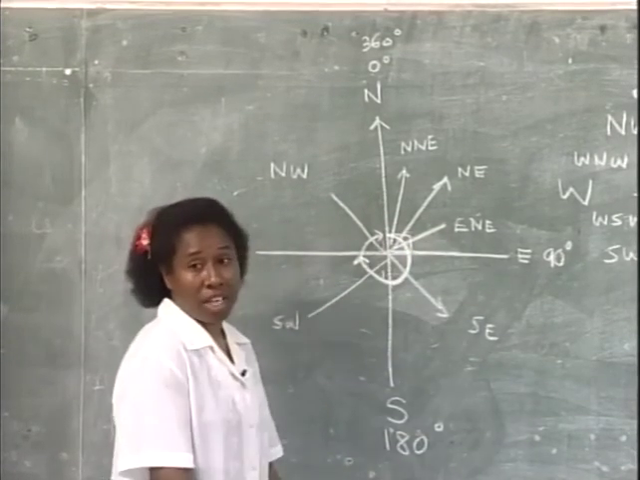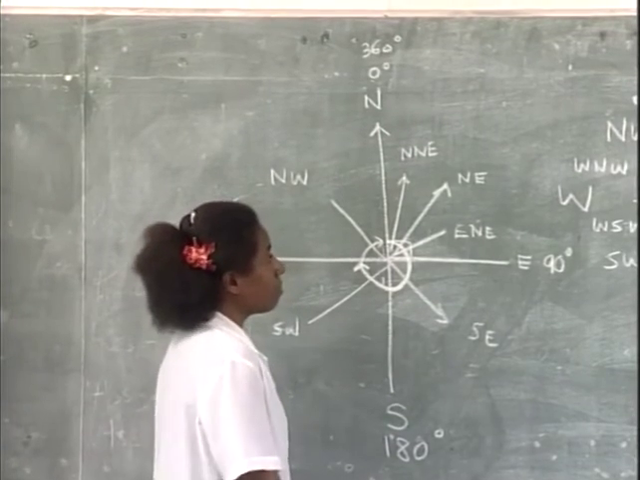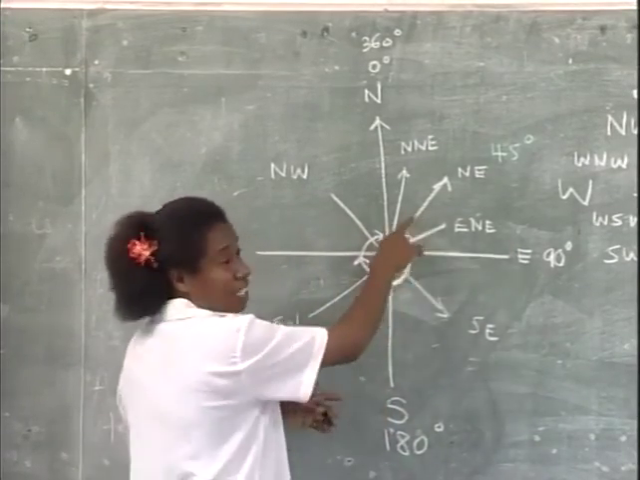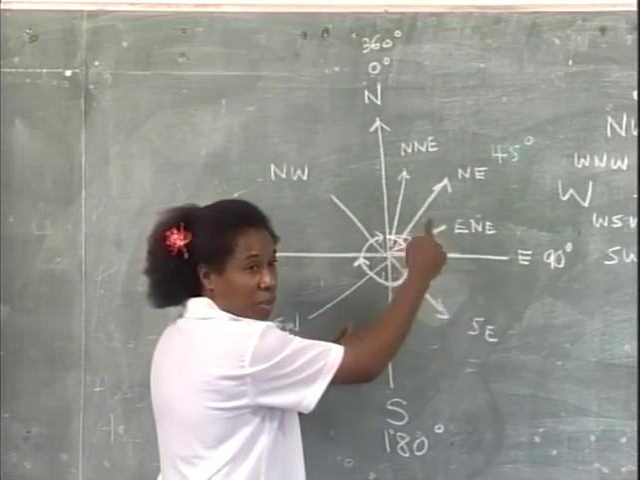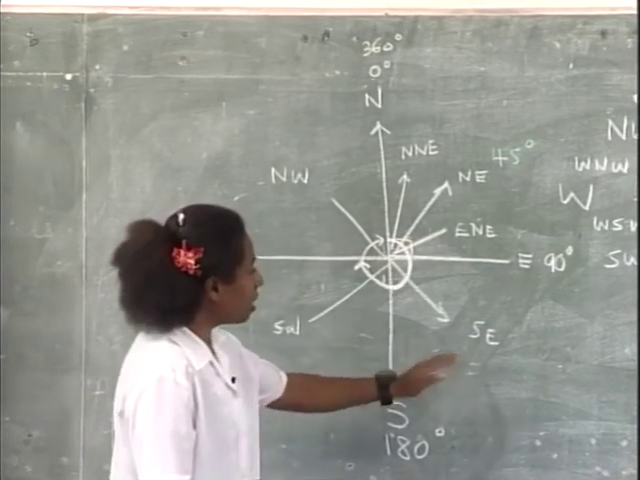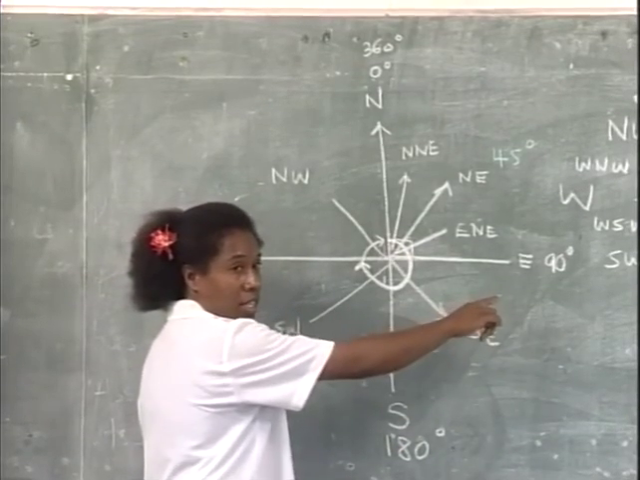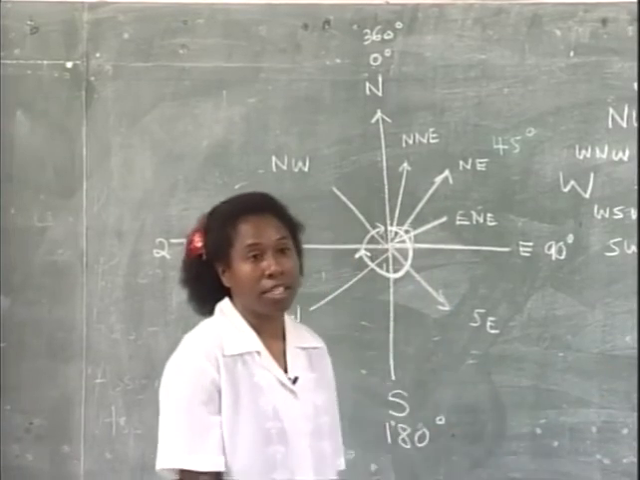The northeast direction, at what bearing would that be? 45 degrees. Okay, I think that's straightforward because the northeast direction is right in between the north direction and the east direction. So halfway between there, which is 45. Good. Let's look at the southeast direction. That is halfway between 180 and 90 degrees. So what would be the bearing for southeast? 135 degrees. Good.